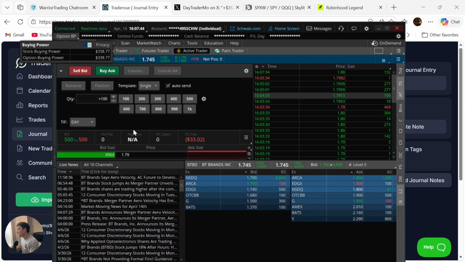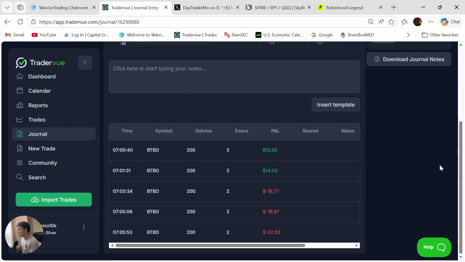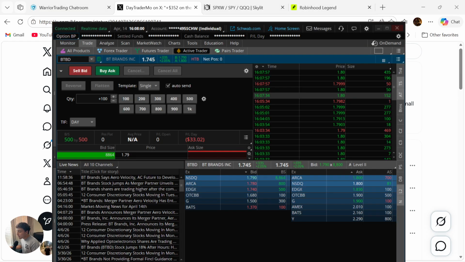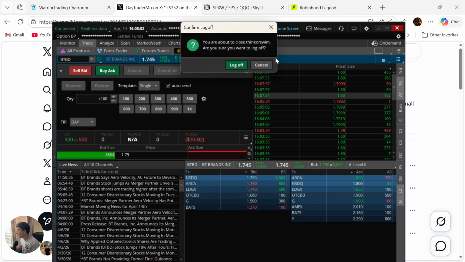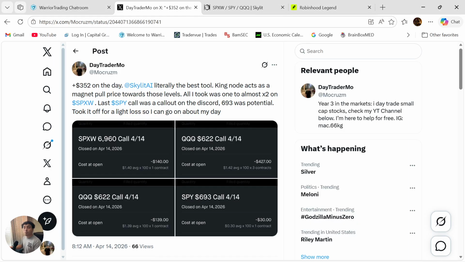Now I got a little greedy today, and I didn't take my profit initially. I was up $27, and I was being an idiot trying to overtrade BT, the first thing that went up. So let's get that FUD out of the way because that kind of pissed me off. I didn't like how I traded that, but I made $352 today.